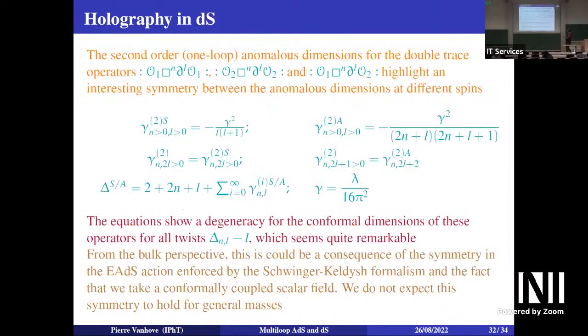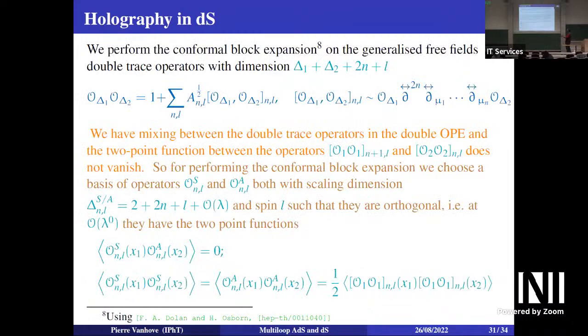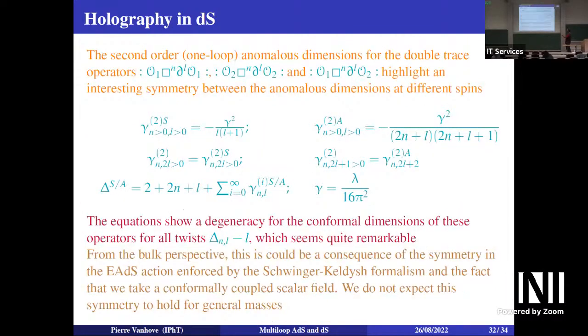Once you have done that, then you know what the correction to the dimension of this operator is, depending on n and L. The box is for 2 derivatives here, and what you get is this. For example, 2 plus 2n plus L plus this infinite sum that depends on lambda, of order lambda at one loop, then lambda squared, etc. Gamma is the coupling constant divided by 6 pi squared, and then you have this expression there.